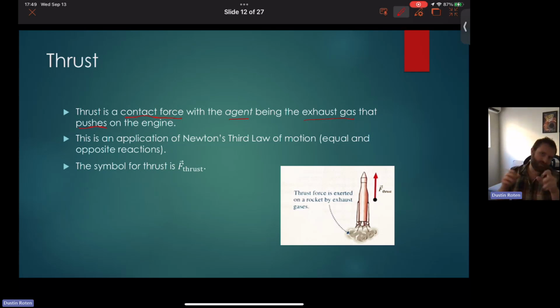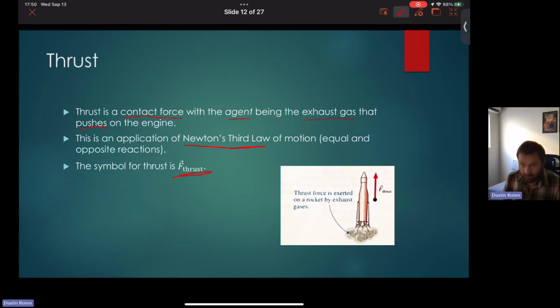So that's why we think about it as a contact force, just because all of that gas is compressed. It gives you a little springboard to push off of. So this is actually an application of Newton's third law of motion, the whole equal and opposite reactions. You've got your push against the gas, and then the gas is going to push back, gives you that springboard, and then launches your rocket. So we don't have a special symbol for that thrust that the rocket gets, but we just call it F sub thrust.